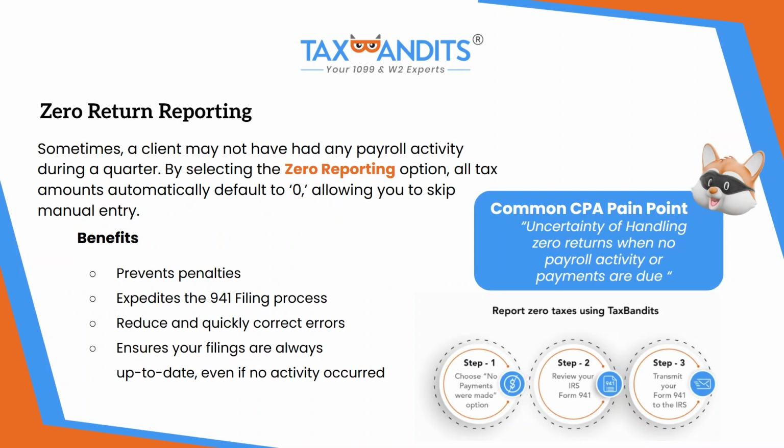Sometimes a client may not have any payroll activity during a quarter. Filing a zero return might seem like extra paperwork, but with our system, it's extremely simple. By selecting the zero reporting option before starting your 941 filing, all tax amounts are automatically defaulted to zero, allowing you to skip manual entry, which will expedite the process by making it faster and more efficient to handle any zero reports.